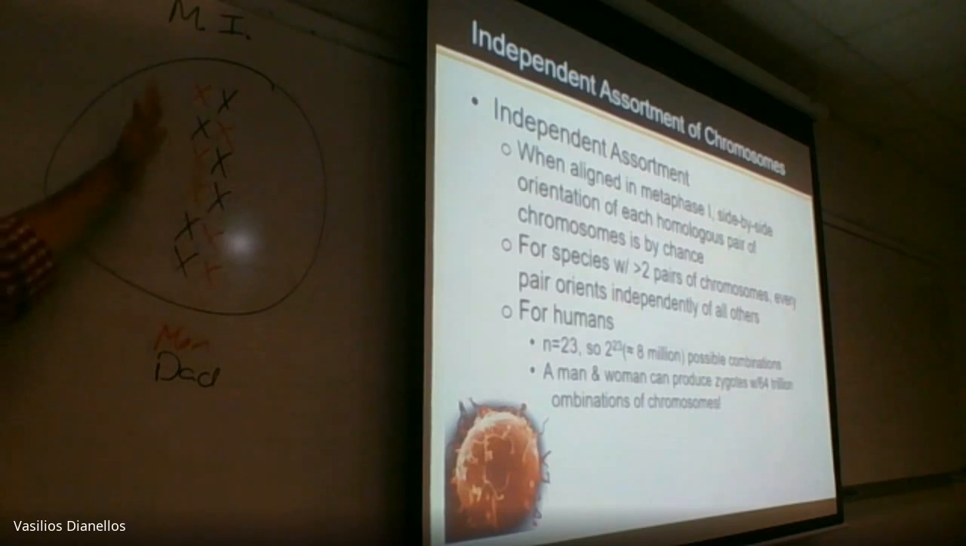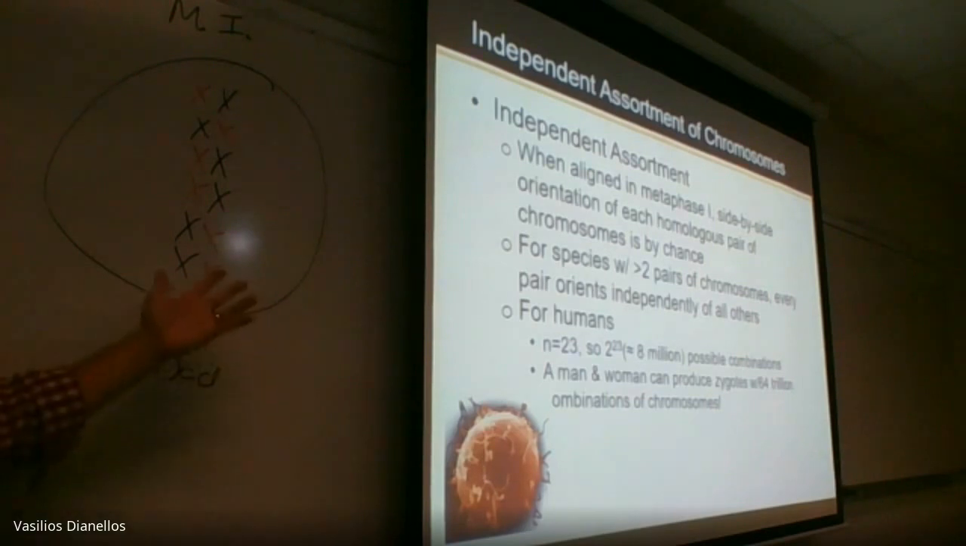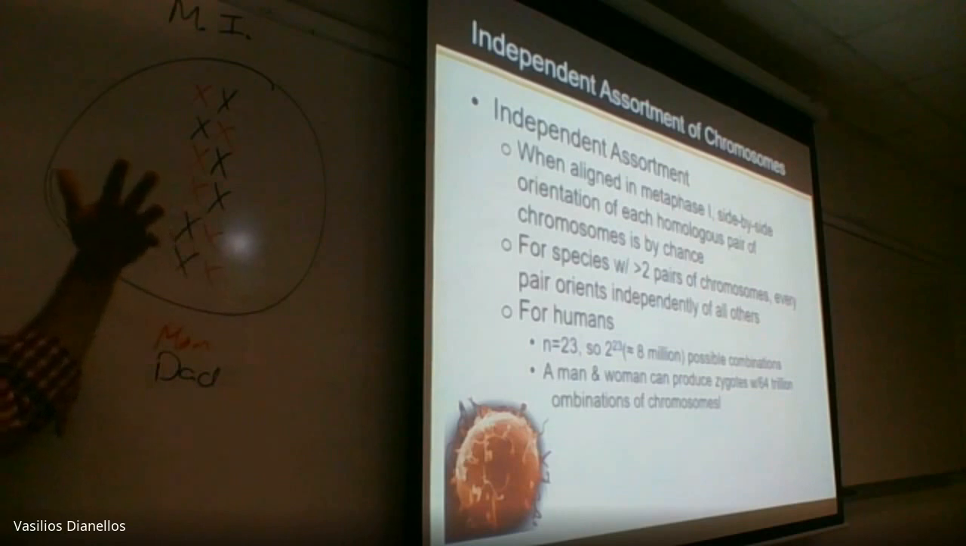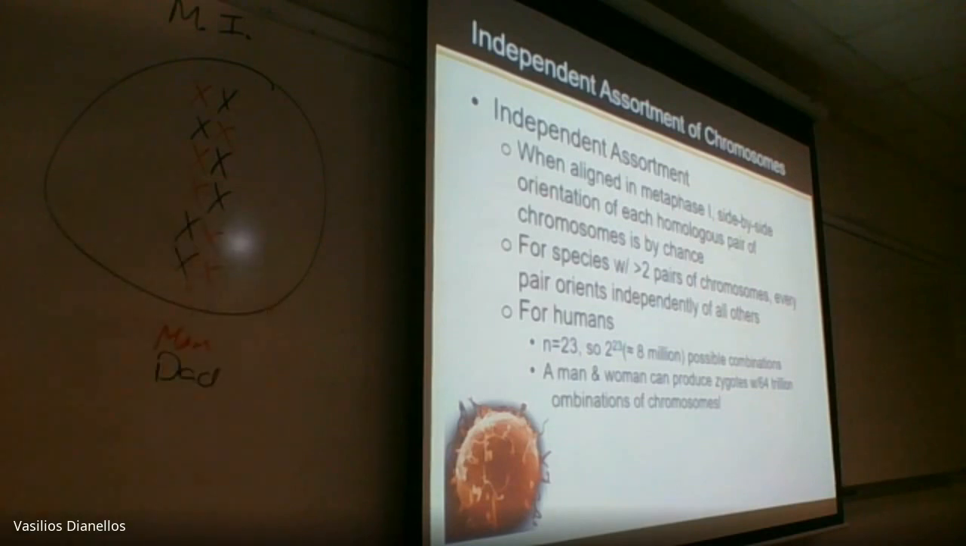So it's not all mom's chromosomes on one side and all dad's chromosomes on the other. It's not always going to be 50-50, right? There is a chance that you might have a sperm cell that has 100% of your dad's chromosomes or 100% of your mom's chromosomes. Or it might be 75% dad chromosomes, 25% mom chromosomes, right? It could happen any way. So that's what independent assortment is.